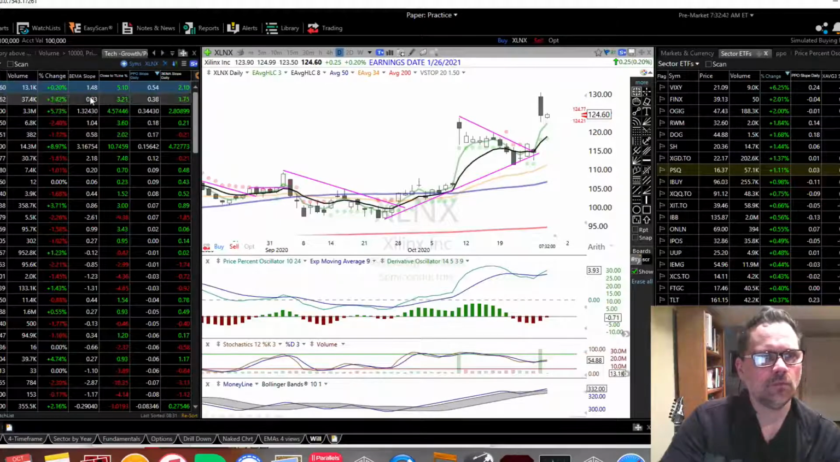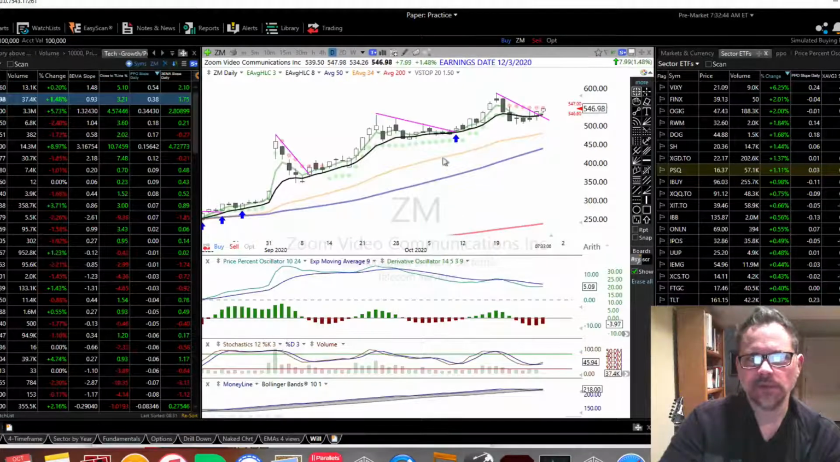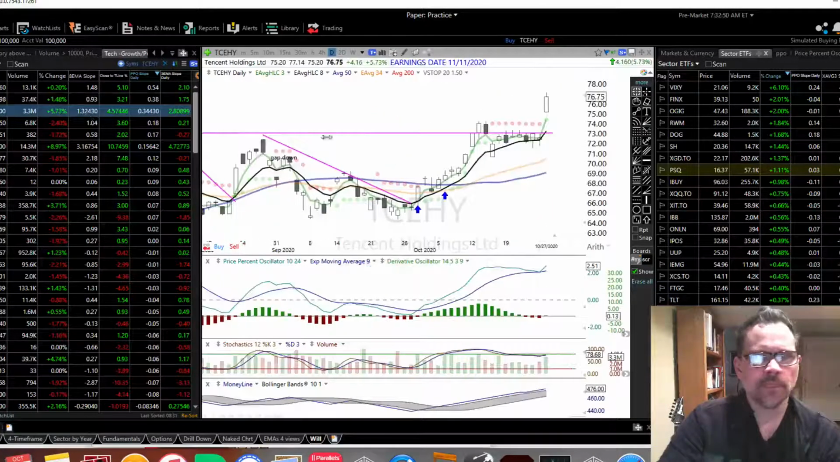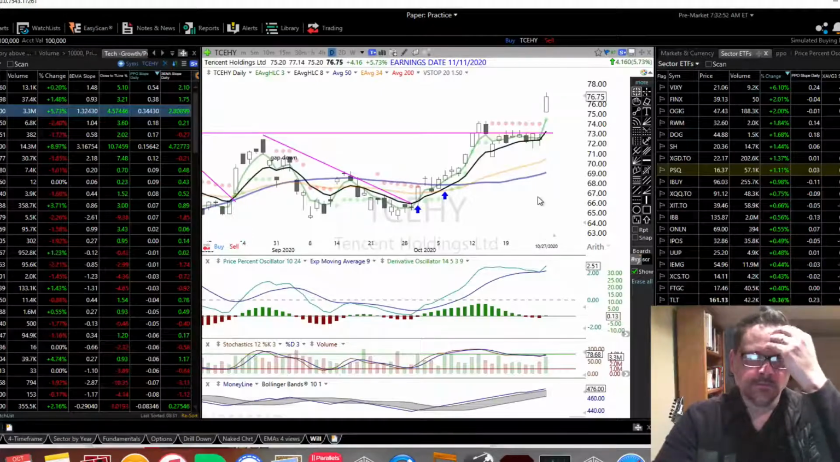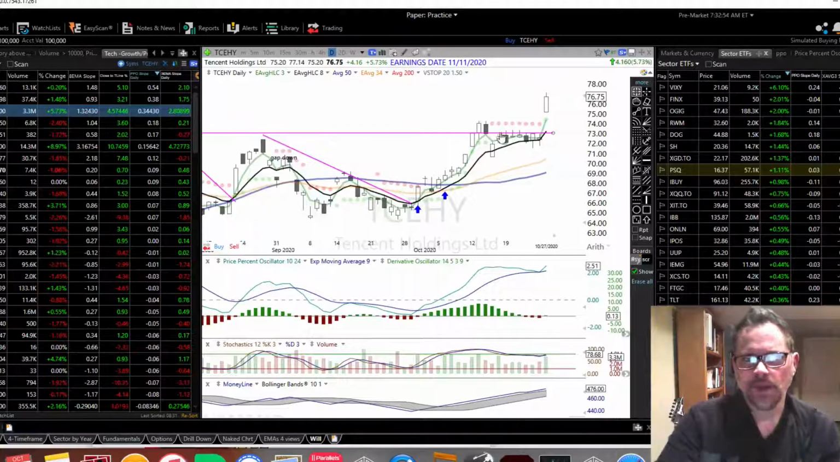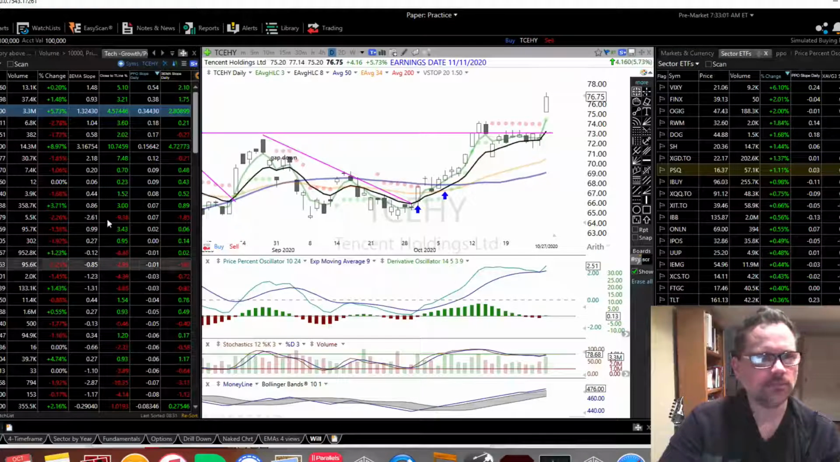So you can see, it gives you an idea that Zoom is crossing up again. Tencent had a break here, and you see it pop up yesterday, and that's reflected in this uptrend. Unity as well, like I said.